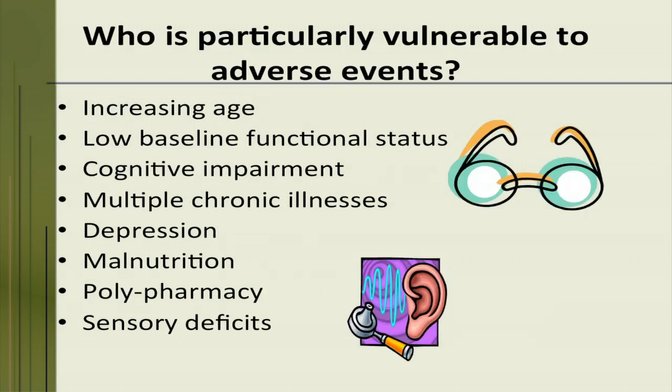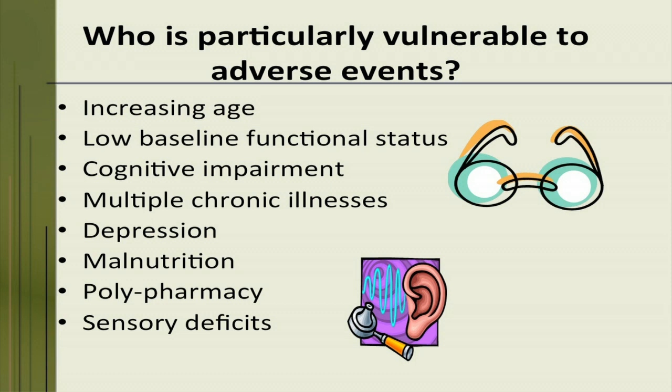Who is particularly vulnerable to adverse events? Well, as we mentioned, in geriatric medicine, it's not the age that matters, it's your function and your physiological status. But we do know as people age, oftentimes they become more frail, and increasing age is one of the indicators or variables that we see. Low baseline functional status: people who are admitted to the hospital and already have some dependency issues as it relates to their activities of daily living. Cognitive impairment.